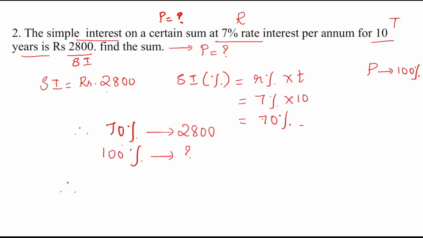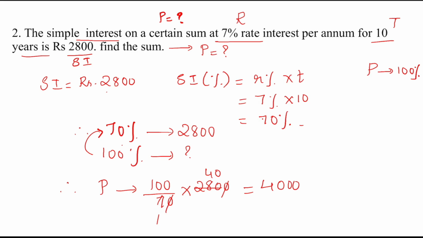Therefore principal is 100 divided by 70 into 2,800. The 0s cancel, 7 1s are 7, 7 4s are 28, and 0. So 40 into 100 is 4,000. So principal is 4,000 rupees. This is the sum, or principal. So easily we could solve, isn't it?